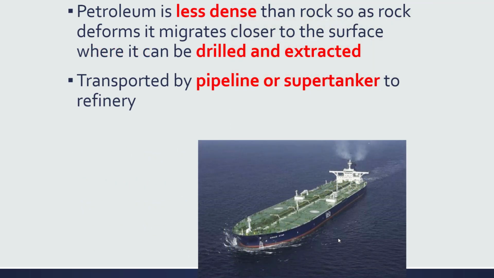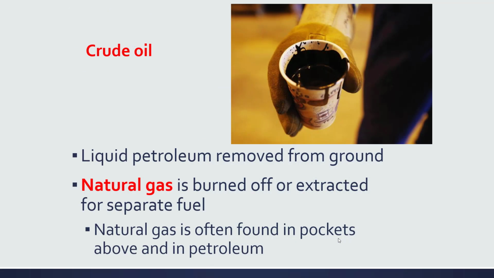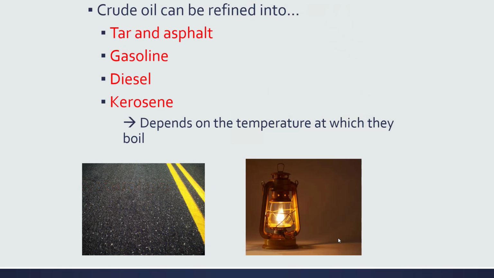Okay, so a lot of this is transported by either pipeline on land or supertanker in the ocean. We're going to get to why that's important. Guys, when it comes out of the ground, it's super sticky and looks like that. Oftentimes it's found with the natural gas in pockets above and in the petroleum.